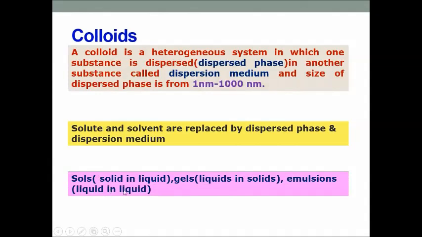Now, there are three types of colloids. If one of the phases is solid dispersed in a liquid dispersion medium, then we name that type of colloid as sols. If it is liquid in solid, that means liquid is the dispersed phase and solid is the dispersion medium, then we name it as gel. And if both the dispersed phase and dispersion medium are liquid, then we name it as emulsion. So these are the three classifications based on the dispersed phase and dispersion medium.